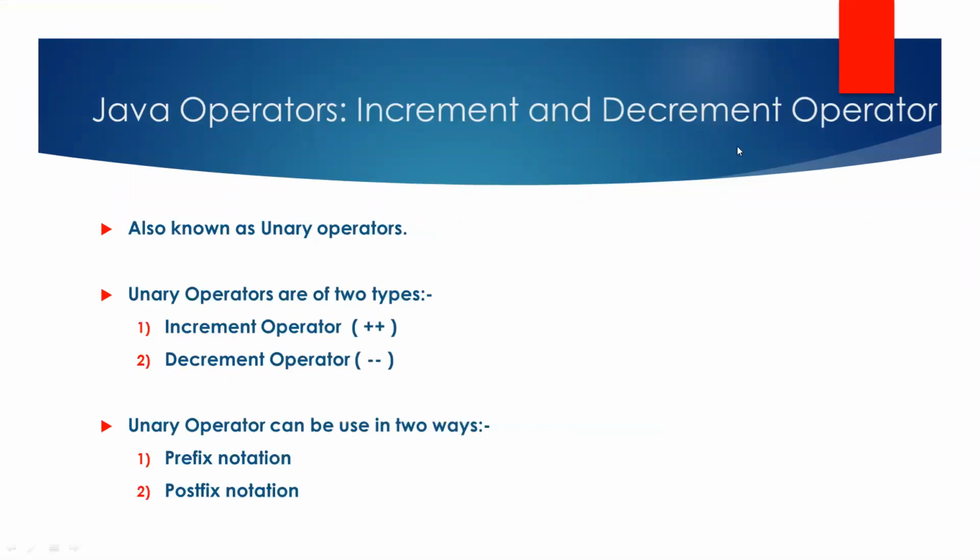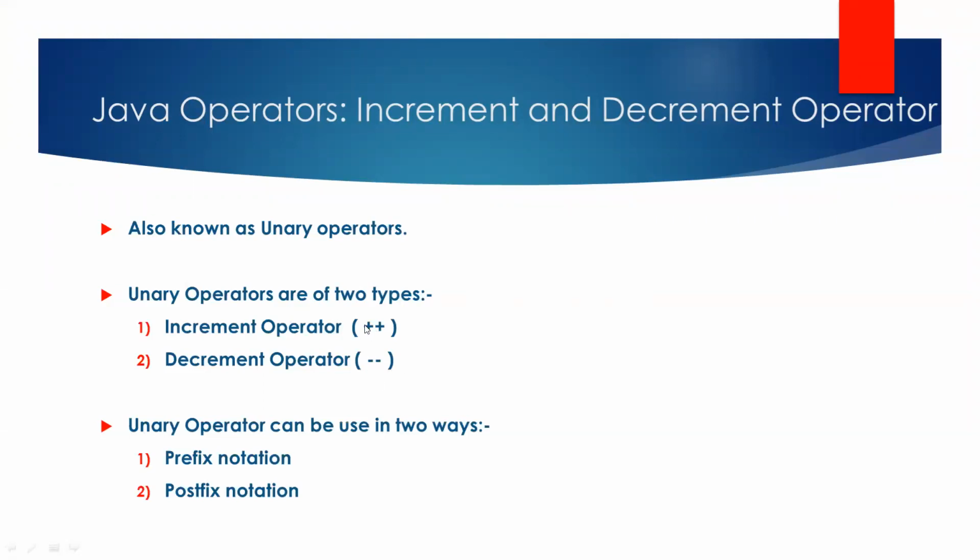Now, increment and decrement operator. This will increment value by 1 and decrement value by 1. So it is also known as unary operator. Unary operators means the operator which operate on a single operand. So unary operators are of two types. One is called increment and second one is called decrement.